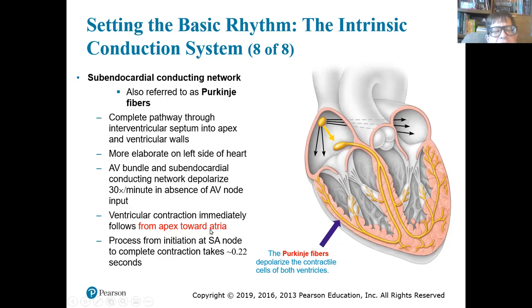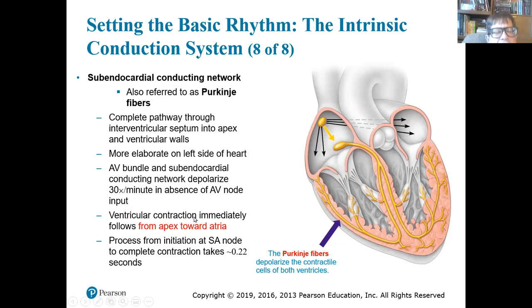So the atrioventricular bundle and the subendocardial Purkinje fiber conducting network, if they were not getting a signal from the atria, they would still make the ventricle contract. It wouldn't be as efficient, but they would do it about 30 times a minute. Again, we're trying to just keep some blood flow to have a backup system.